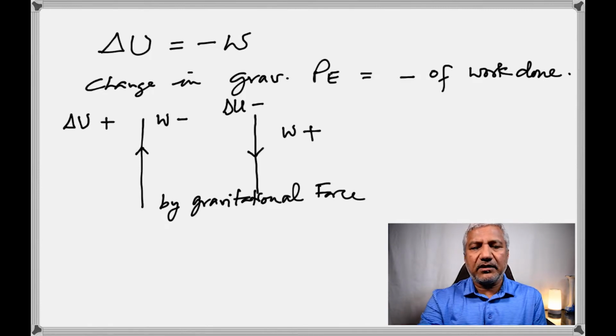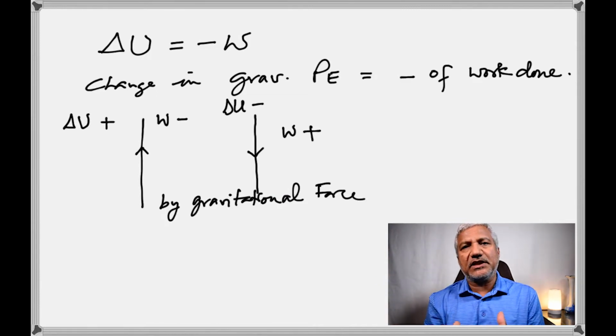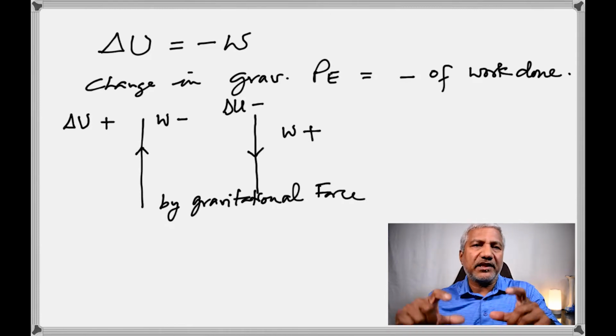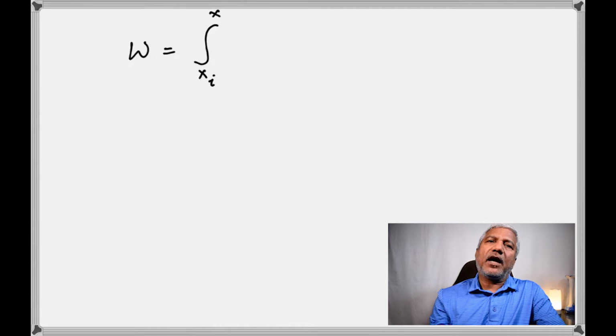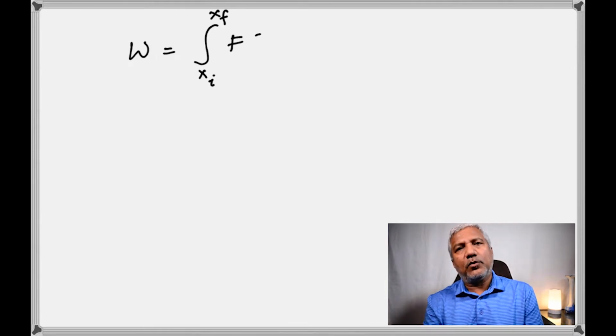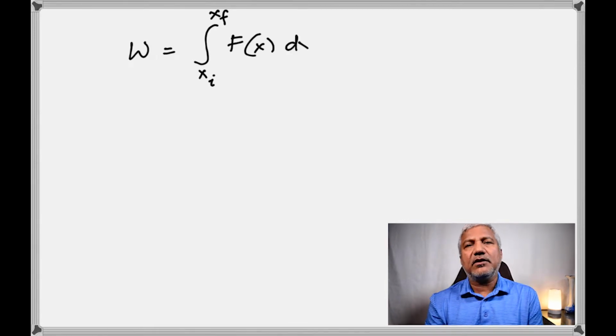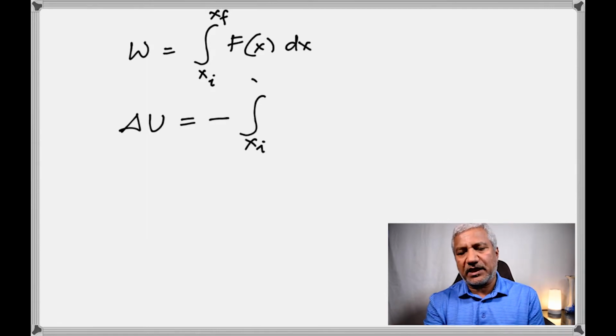On the other hand, if you consider the object going down, now the change in potential energy is negative. That means potential energy decreases. But the work done by the gravitational force is positive. So that is what you have to understand. How is work defined? Work is defined as the integral of Fx dx from initial position xi to final position xf.